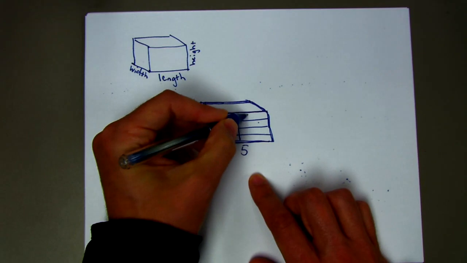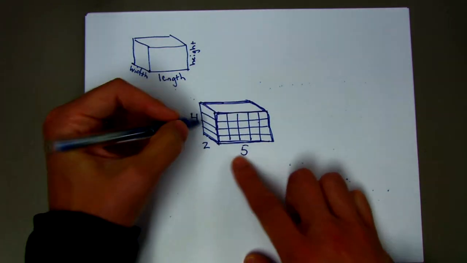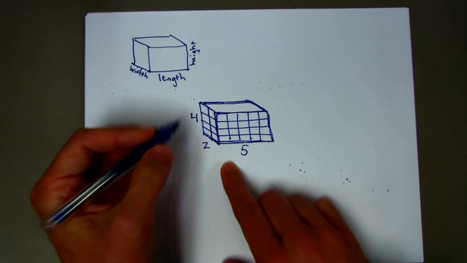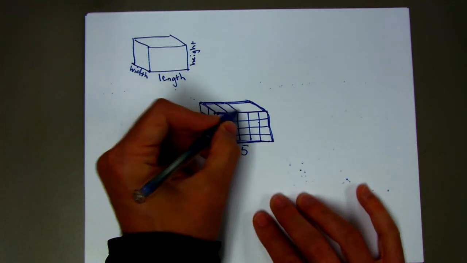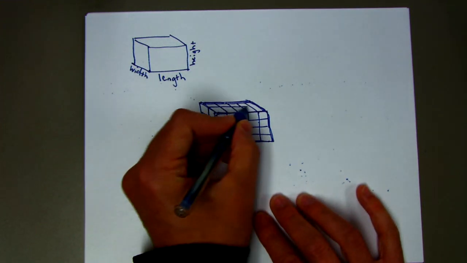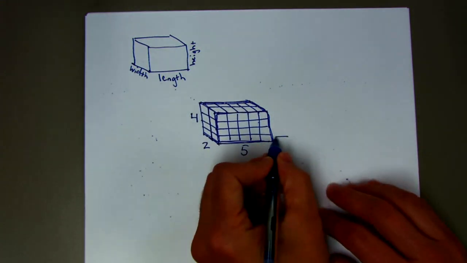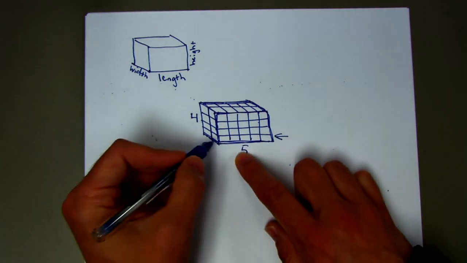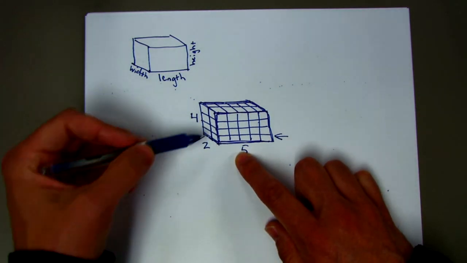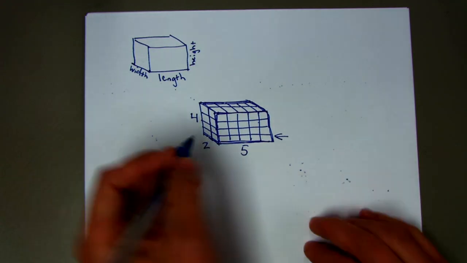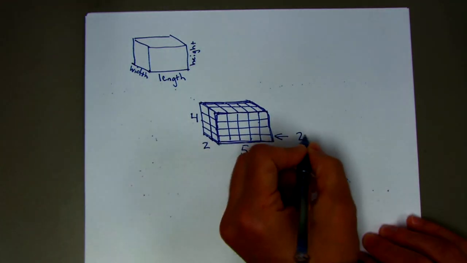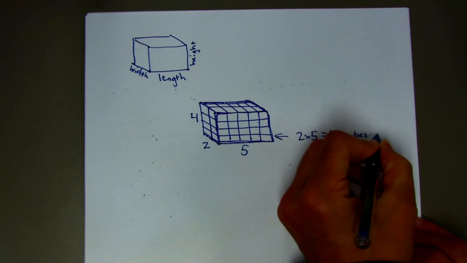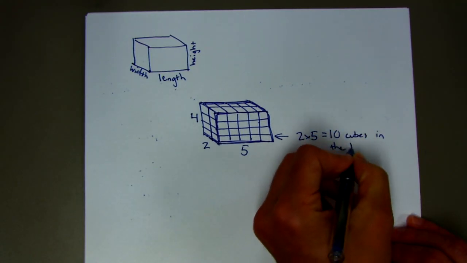So I'll make 5 columns. And then 2 is the width, so there would be 2 columns on the side here. Let me just complete my drawing. And now I'm going to look at this bottom layer again. So this bottom layer has 5 cubes along the front, and then there's 2 basically rows of 5. So to find the bottom layer, 2 times 5 equals 10 cubes in the bottom layer.